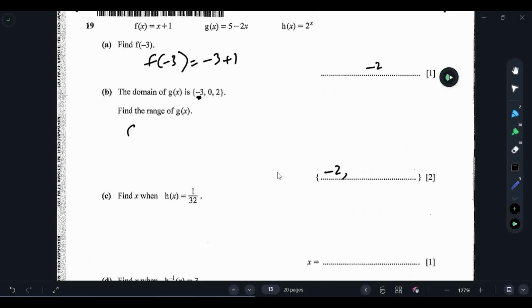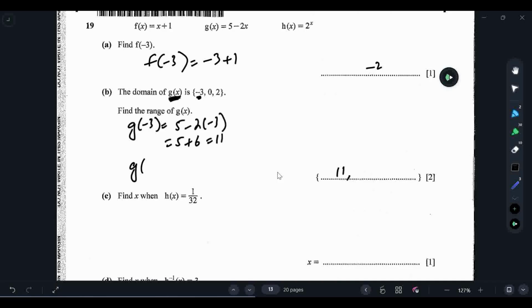Then we have to find f of minus 2. We have to be very careful about this, because this one is of g of x. So for g of x, g of minus 3 will be equal to 5 minus 2 into minus 3. So 5 plus 6, so this will be 11. This will be the first range value.